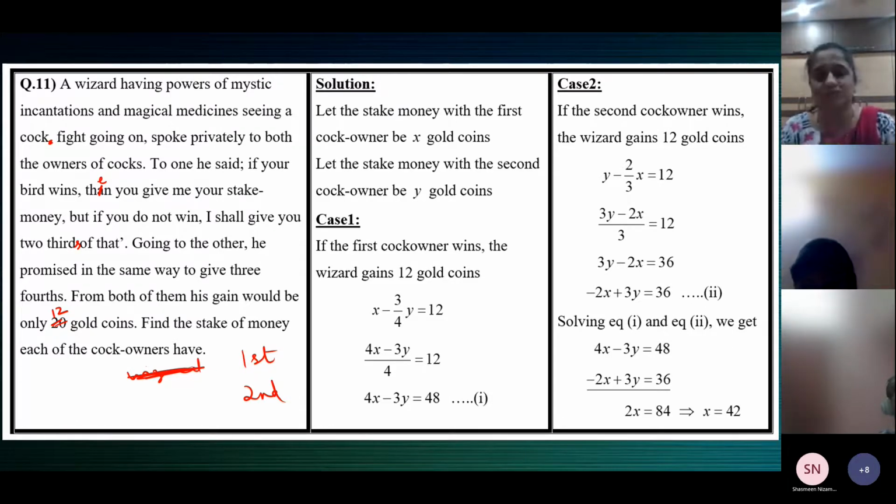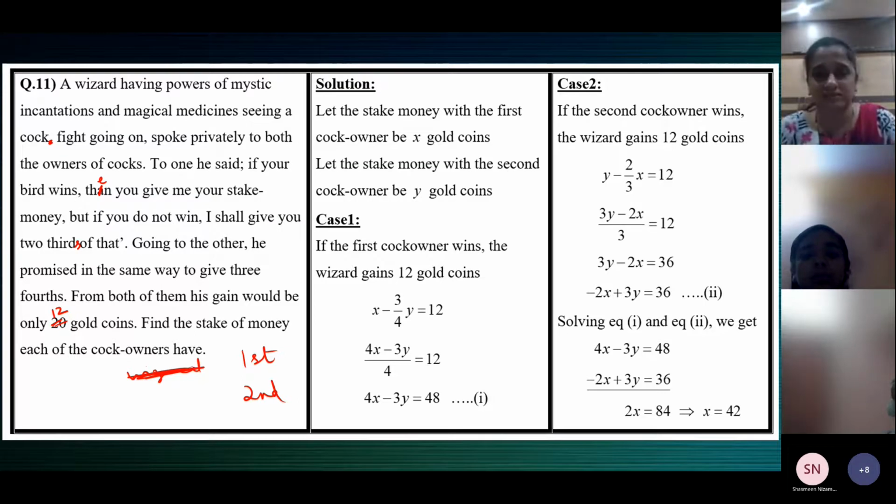If the wizard is not in the picture, whichever cock loses, that owner will go home empty-handed, because whatever money he had staked, he has to give to the cock owner who wins the fight. So the one who loses gives away the money he has and goes home empty-handed. Now, because of the wizard, the scene changes. Nobody is going to go home empty-handed.